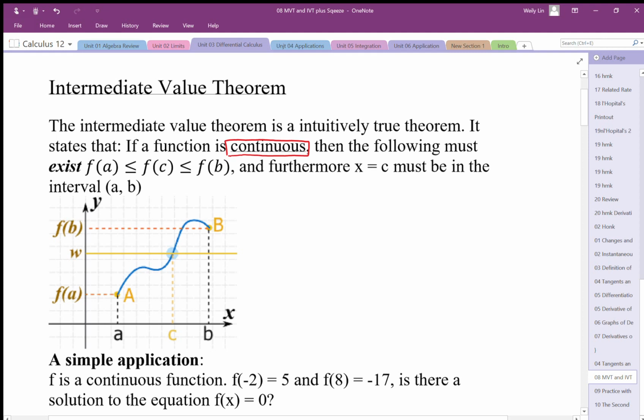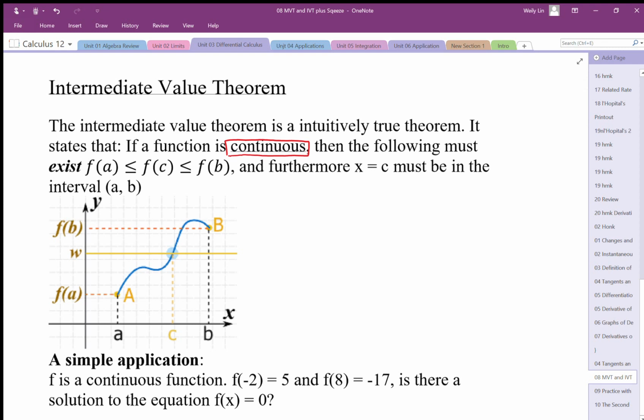But if a function is continuous, what we can say then is, if we know we have 2 points, A and f of A, and the second point B, f of B, we know there must exist some point W in between these two y coordinates, and we know that that coordinate must exist somewhere between A and B. Okay? So that's what the intermediate value theorem is stating. So it's a fairly straightforward condition.